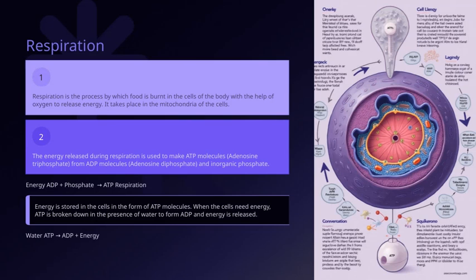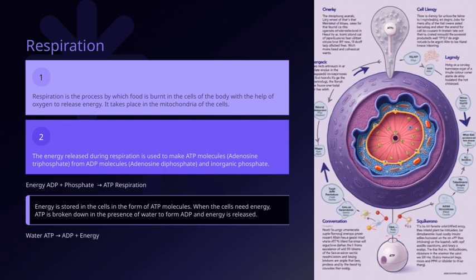Now, let's look at how water, ATP, and energy are connected. When we talk about water and ATP, the key idea is that water helps break down ATP into ADP, or adenosine diphosphate, and in the process, energy is released. This energy is what our cells use to carry out various functions. So, you can think of ATP as the main energy currency inside our cells. When energy is needed, ATP is broken down with water, releasing energy and turning into ADP plus a phosphate group.